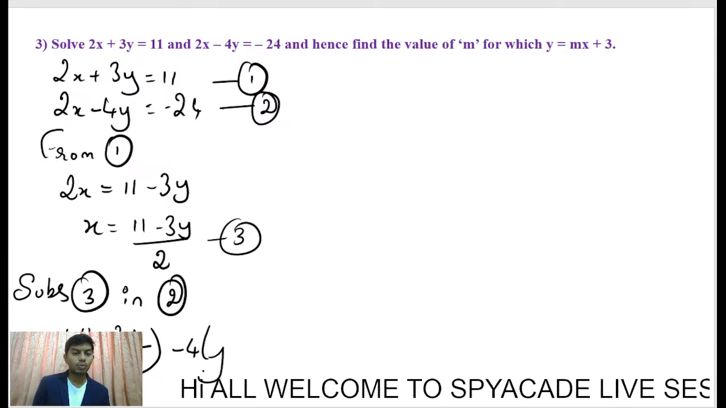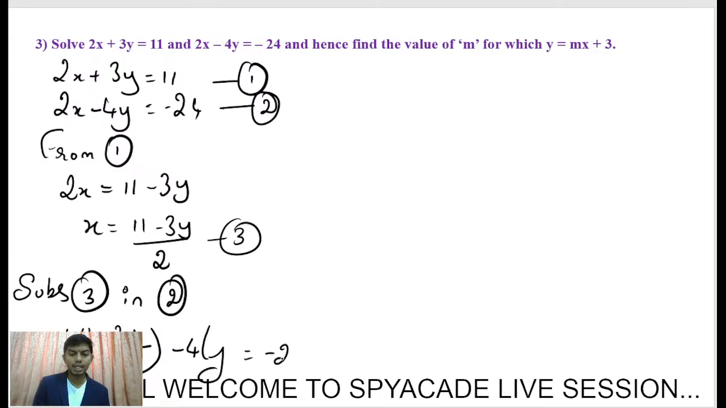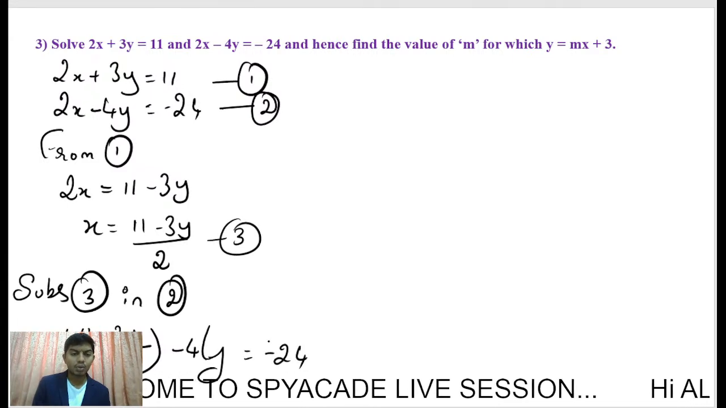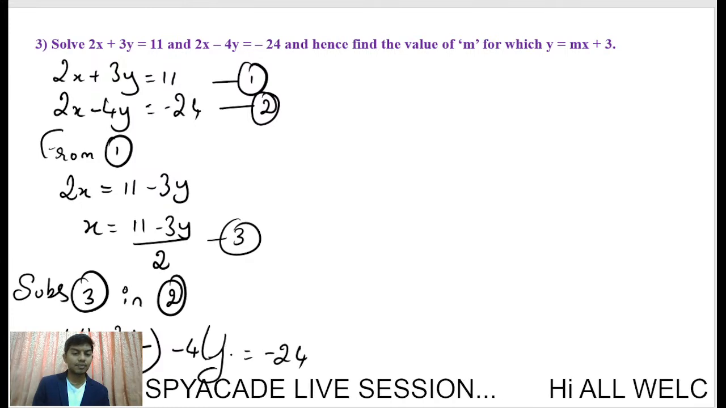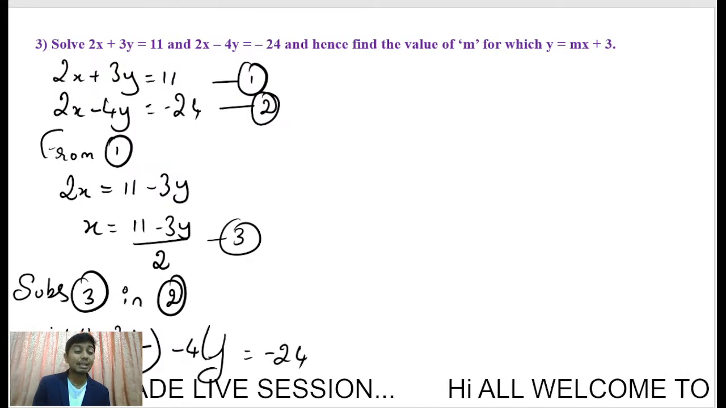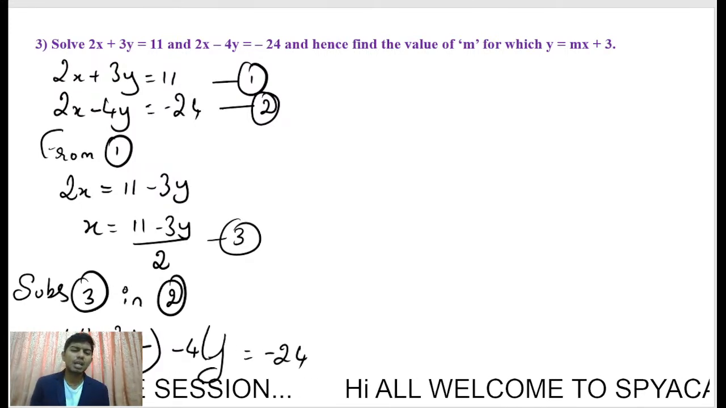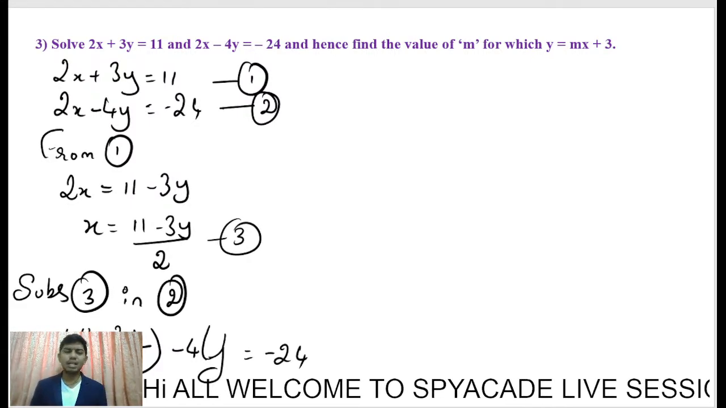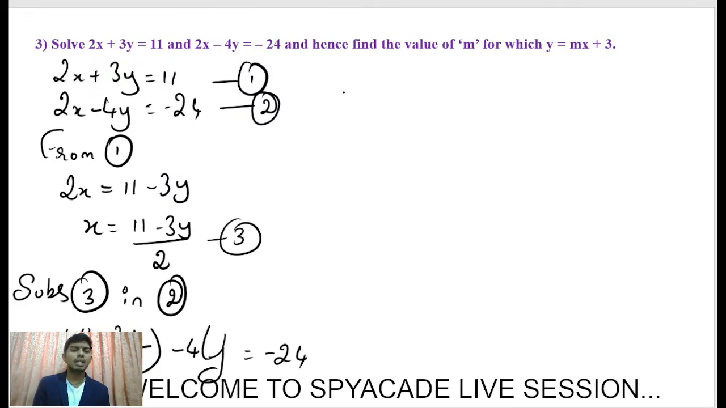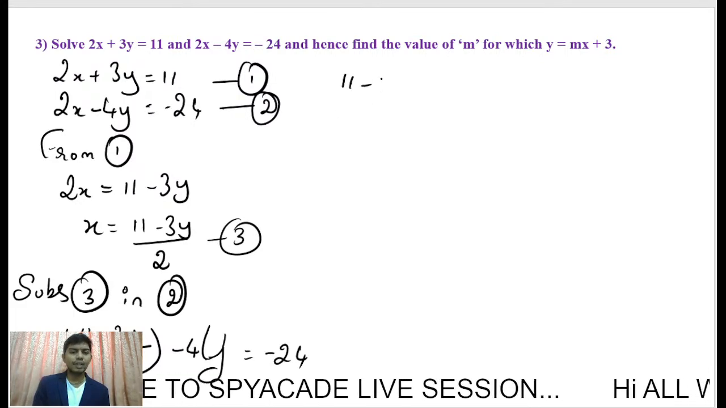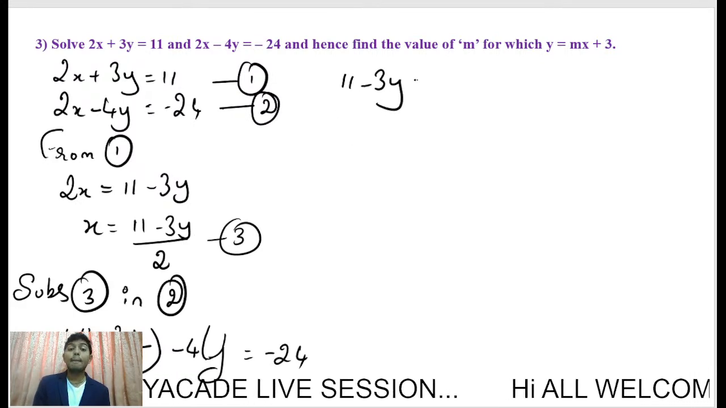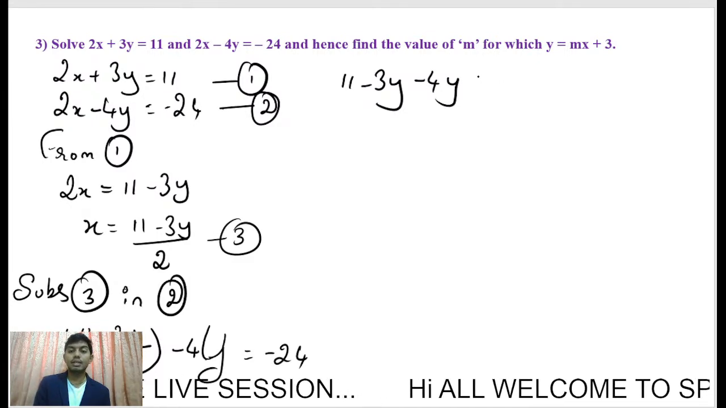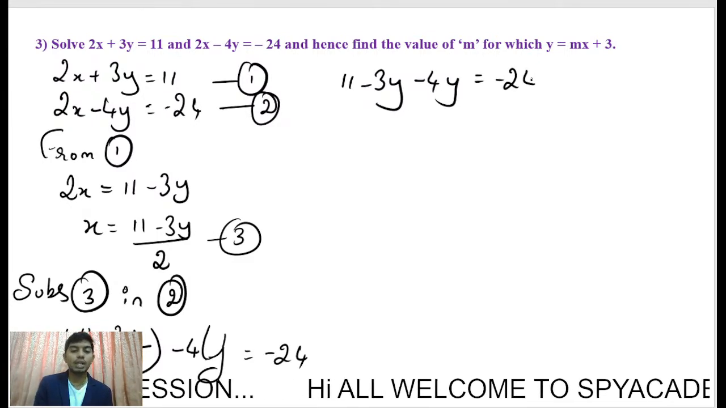Minus 4y is equal to minus 24. Okay, so we are just going to simplify. Just multiply this inside, and here you see this 2 and this 2 will get cancelled. Right, it is very simple. This 2 and 2 will get cancelled. So directly you can do 11 minus 3y minus 4y is equal to minus 24.